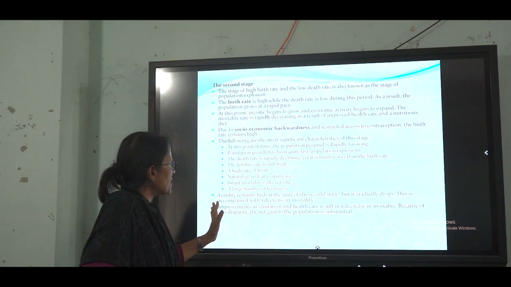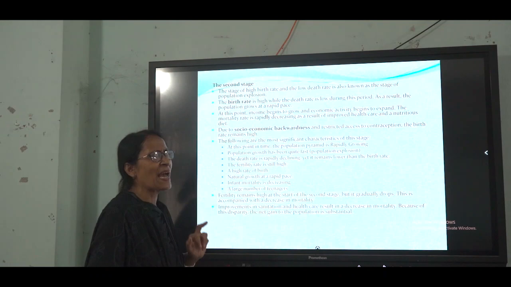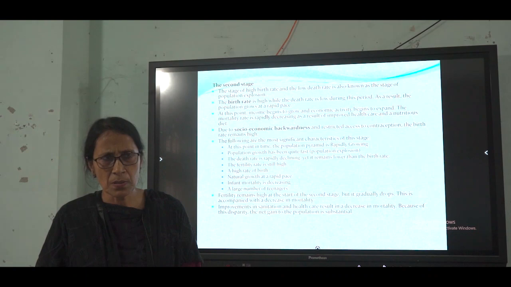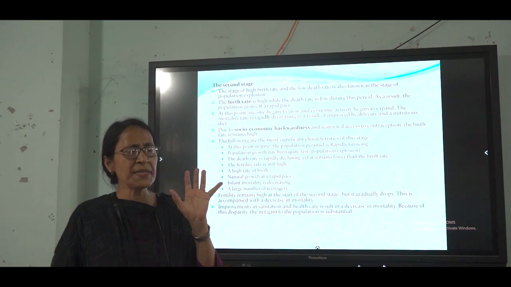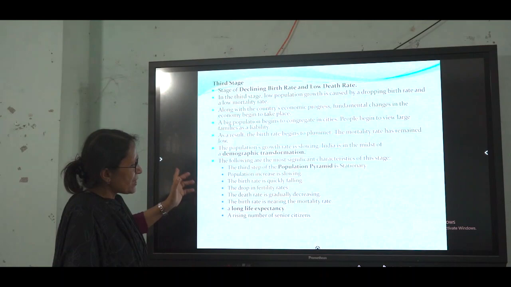And it is a very important point that the fertility remains high, because fertility is highly esteemed. The woman without her children is considered barren, and it is considered by society as a curse. So improvement in the sanitary condition also improved the life expectancy of the people.